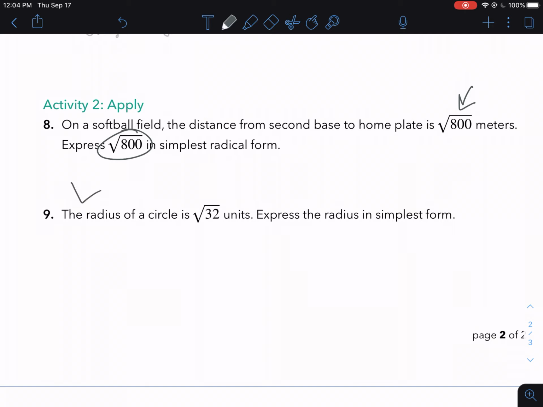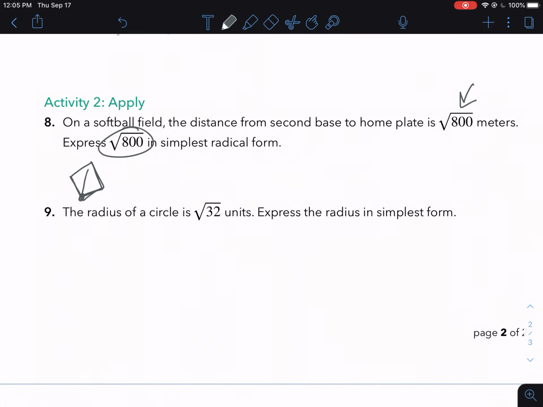So here we are. Watch this amazing drawing. Wow, that's great. Check out that amazing softball field. And you have like all the bases and stuff, right? From second base all the way to home plate. There, that's home plate for you. Is the square root of 800.